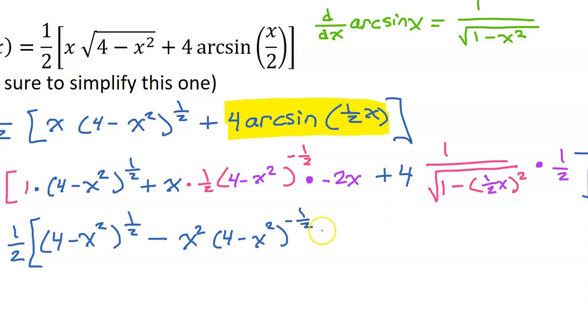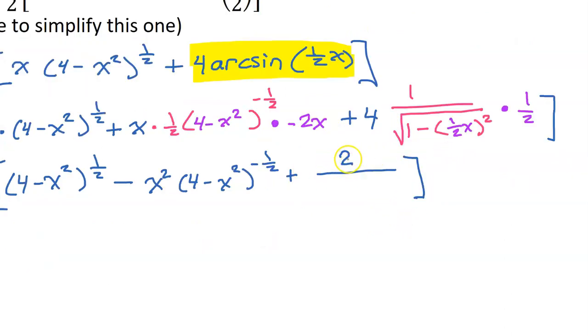Okay, what about the third term? I see the 4 and the 1/2. So if you multiply those, you get 2. I'm going to go ahead and put that 2 in the numerator of this fraction. So I'll have 2 over the square root of 1 minus, and 1/2 squared is 1/4, and then we will just have x squared.